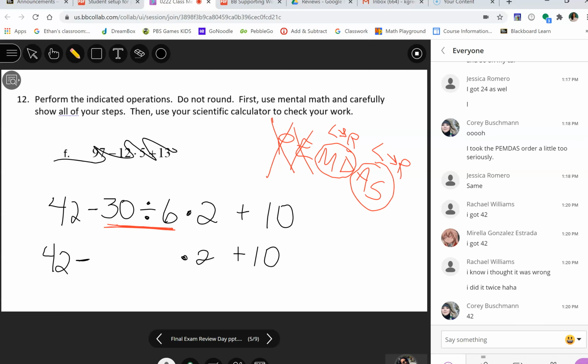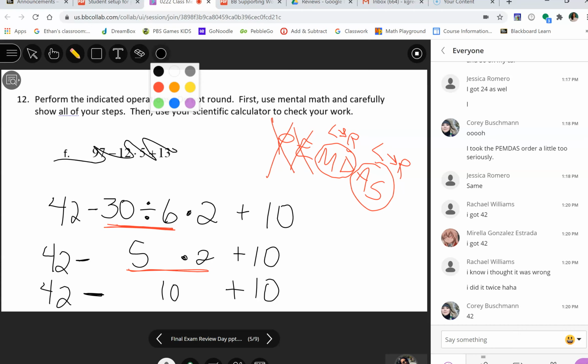Addition comes later. Okay, so when I did 30 divided by 6, that's 5. Then I have to multiply. So I'm going to rewrite the 42. I'm going to rewrite the subtraction. I'm going to rewrite the addition. None of that happens till the end. 5 times 2 is 10. And look at that, we're subtracting 10 and adding 10. But yeah, so it's 42.